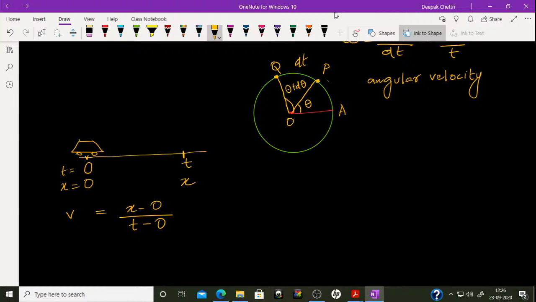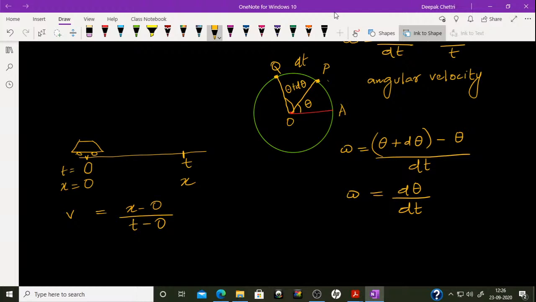So what will be the angular velocity? It will be the final angle minus the initial angle. The final angle is theta plus d theta, minus the initial angle, theta. And how much time did it take? dt. So the formula will be d theta by dt. This is called angular velocity, the rate of change of angle.